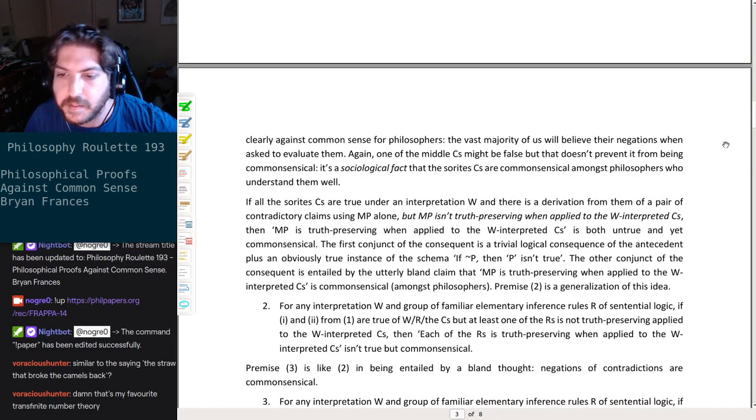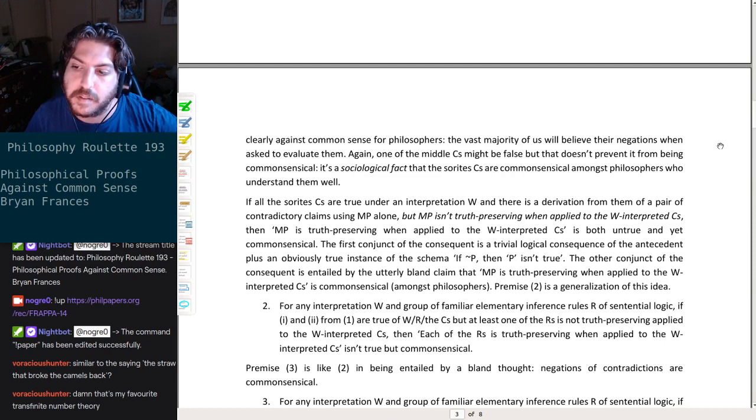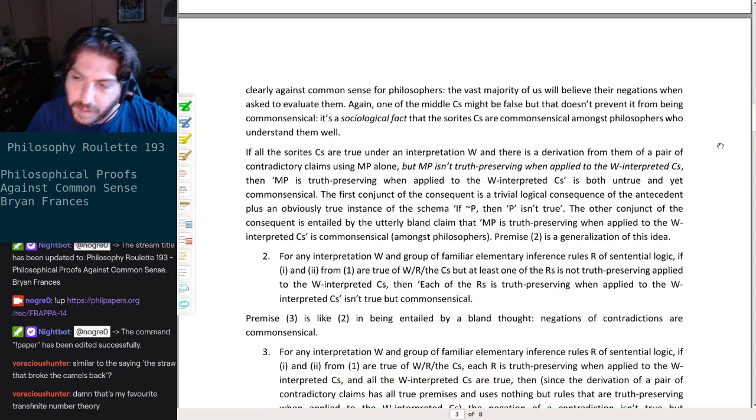Again, one of the middle C's might be false, but that doesn't prevent it from being commonsensical. It's a sociological fact that the Sorites C's are commonsensical amongst philosophers who understand them well.